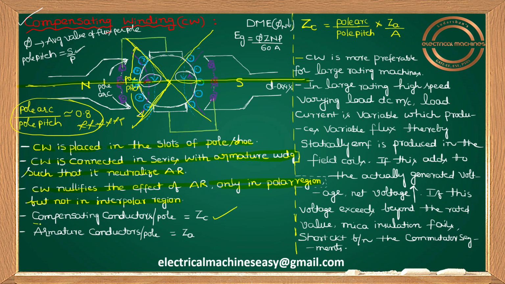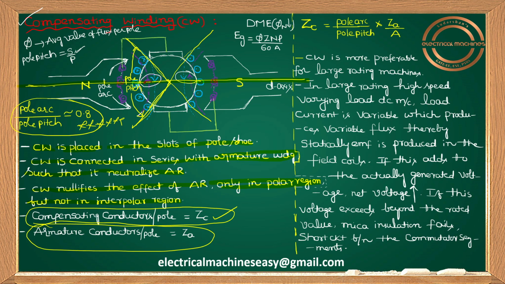Let me take composite conductors per pole. I'm just taking it as ZC. Suppose in this example I place one conductor in each slot. So here 1, 2, 3: 3 composite conductors are there per pole. I'm just taking it as ZC nomenclature. And armature conductors per pole, I'm taking it as ZA.